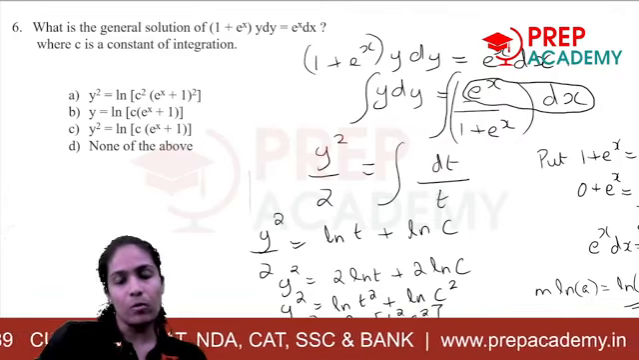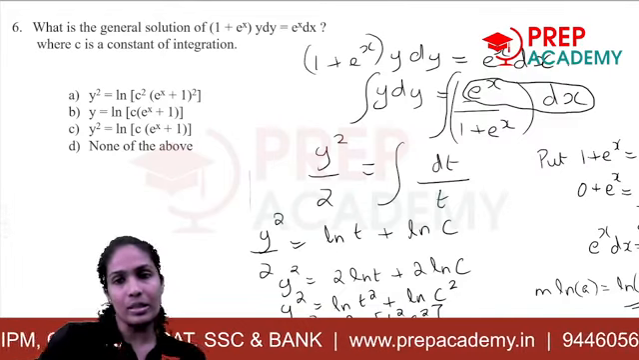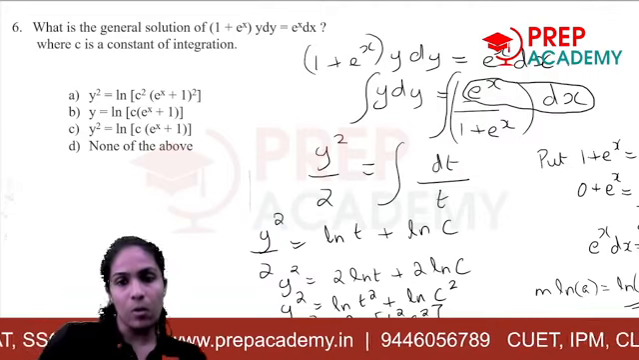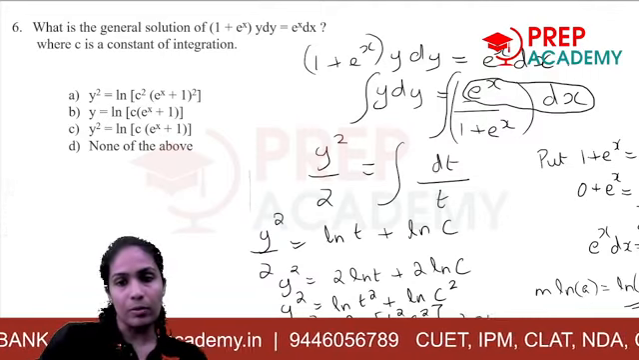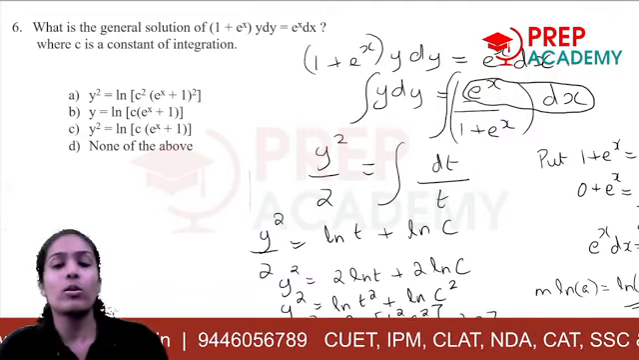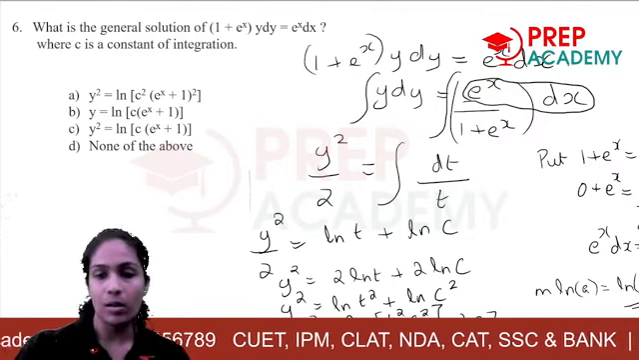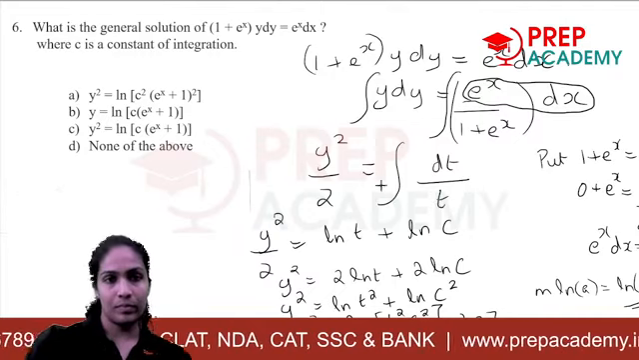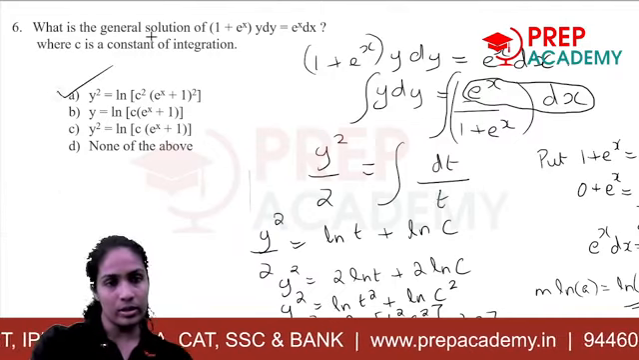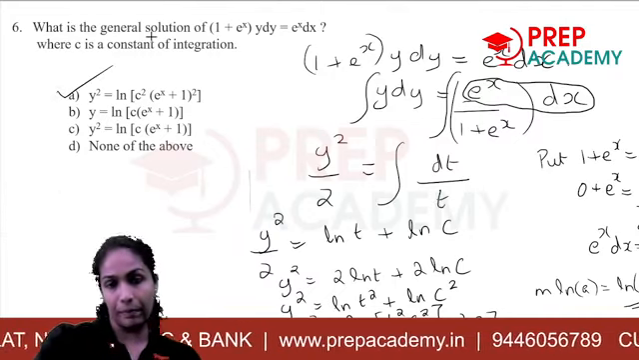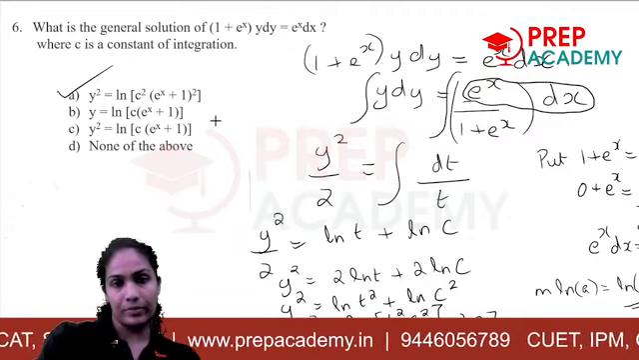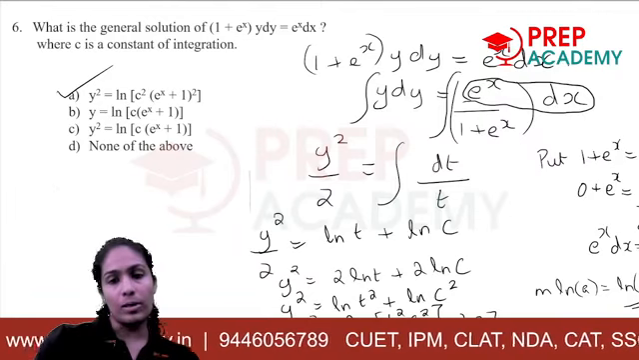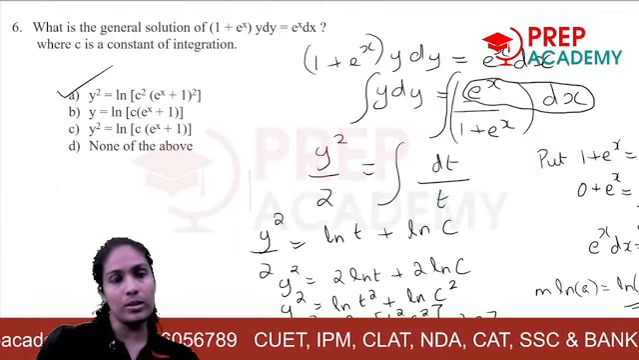So y square is equal to log, we can replace this t by the correct function. The correct function is 1 plus e raised to x the whole square into c square. So y square is equal to log 1 plus e raised to x the whole square into c square. This is Option A.